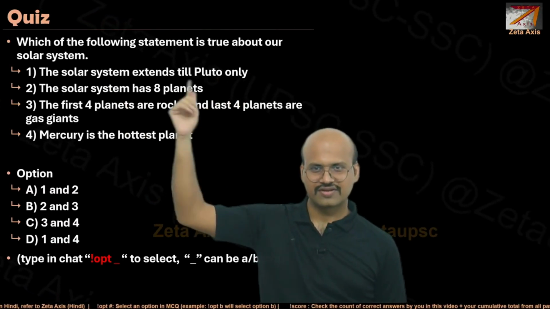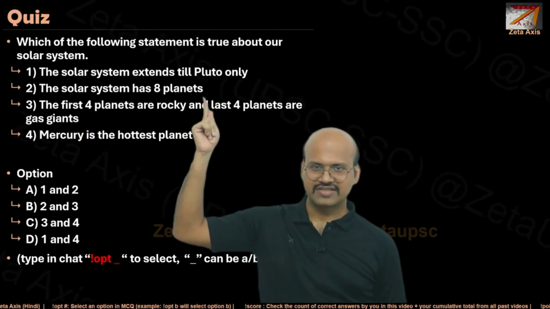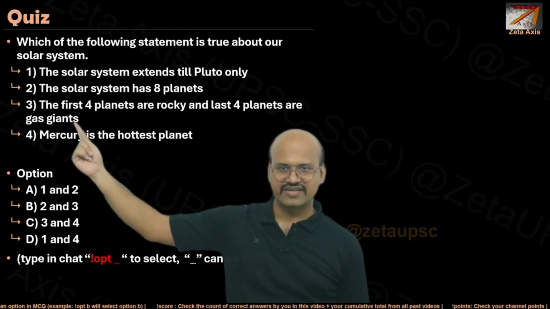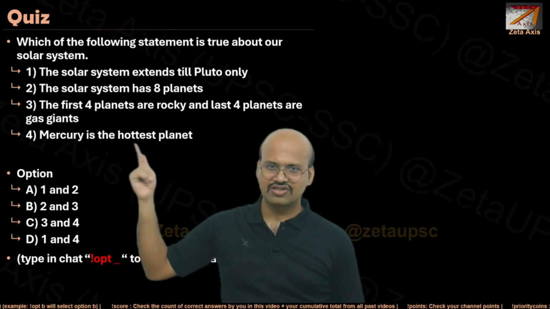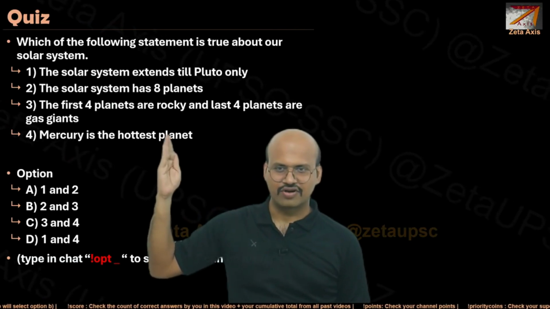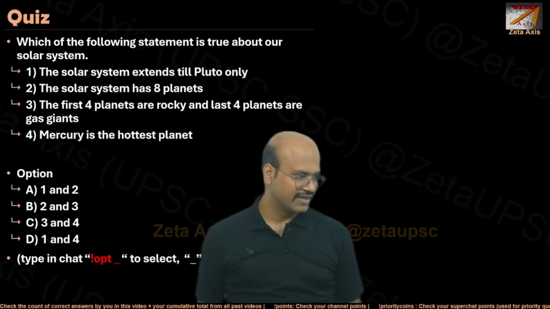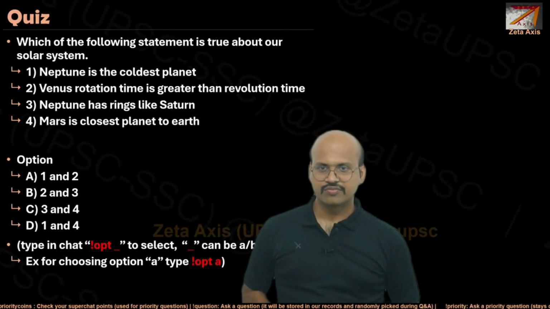So this is false. "The solar system has 8 planets" is true. "The first 4 planets are rocky and the last 4 planets are gas giants" is also true. "Mercury is the hottest planet" is false. So 2 and 3 are the only right statements. Therefore, B would be the right answer. Okay, moving on to the next slide.